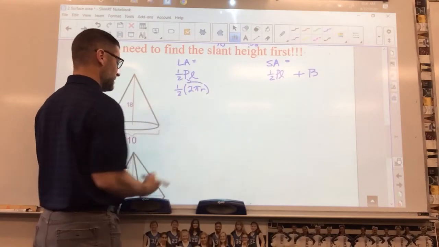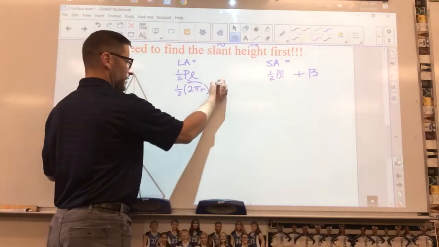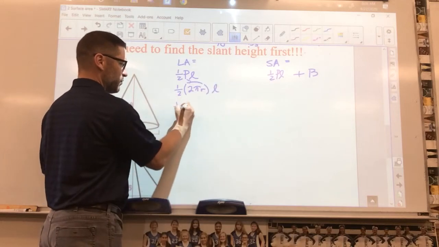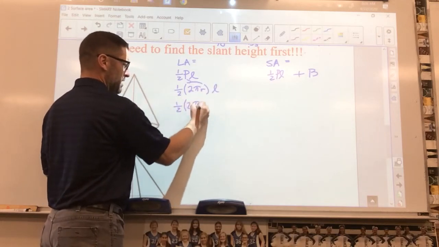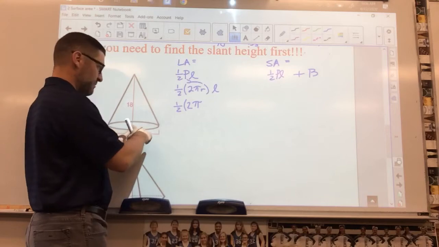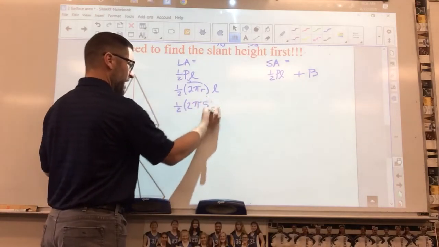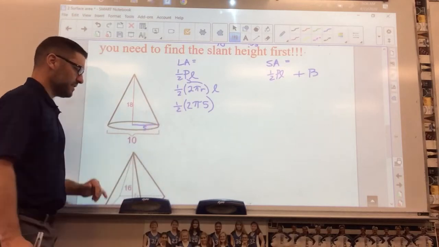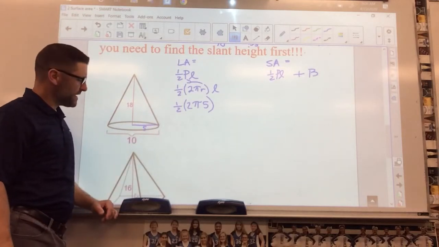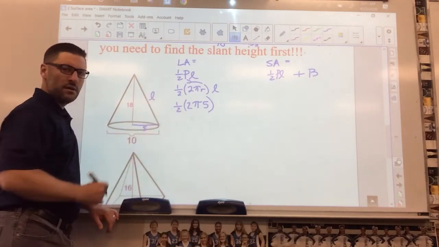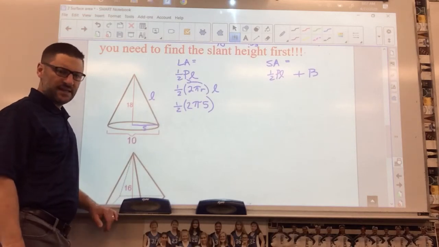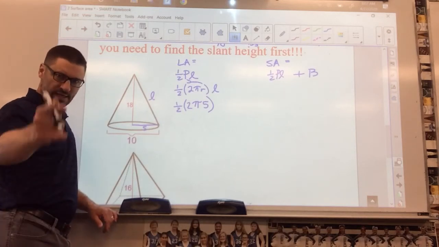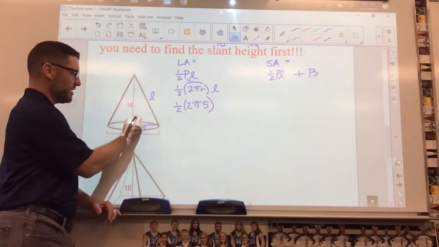Slant height, I don't have it, so I'm going to put an L there. Let's plug in some numbers. 1/2, 2 pi, my radius is going to be 5. My slant height I don't know, but I do know this is 5 right there. Now that I've drawn on it, I hope you see it. Yep, you got it. It's a right triangle problem.